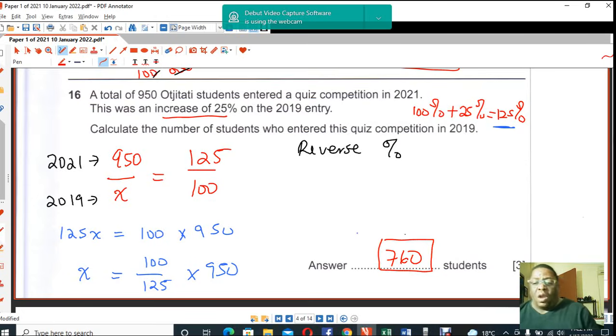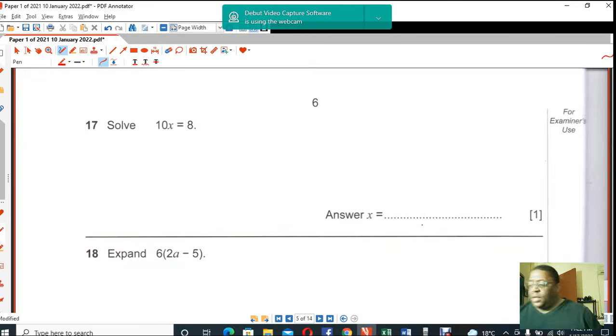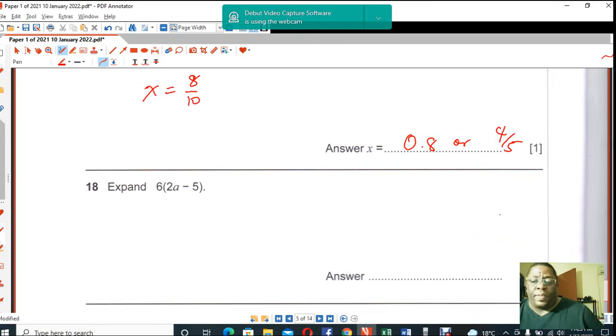So it took quite a lot of thinking in this question, and you should be able to get to that answer. Right, question 17, this is again a straightforward question for 1 mark. This algebra is not that complicated. So x is equal to 8 divided by 10. Well, you can leave your answer as 0.8, or some people prefer to write it as 4 over 5. Well, any one of those will do.